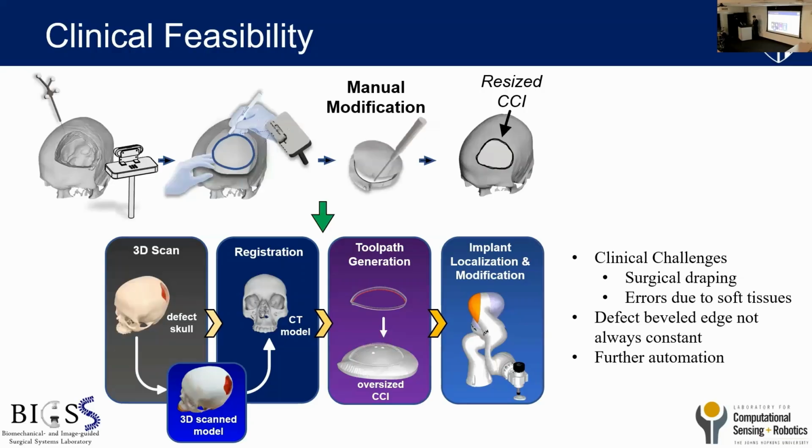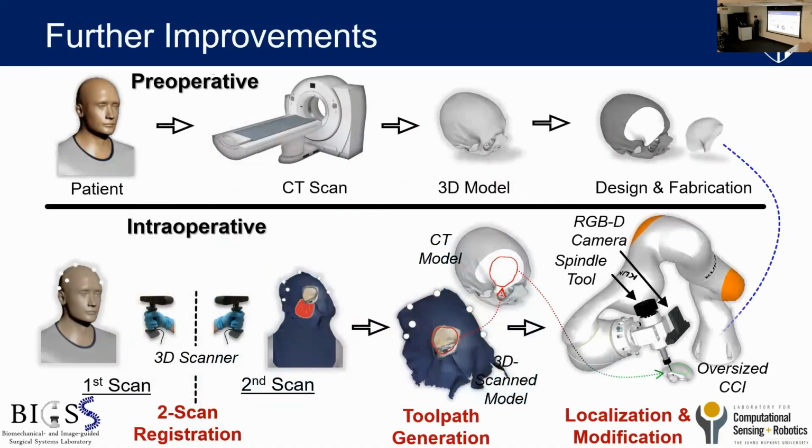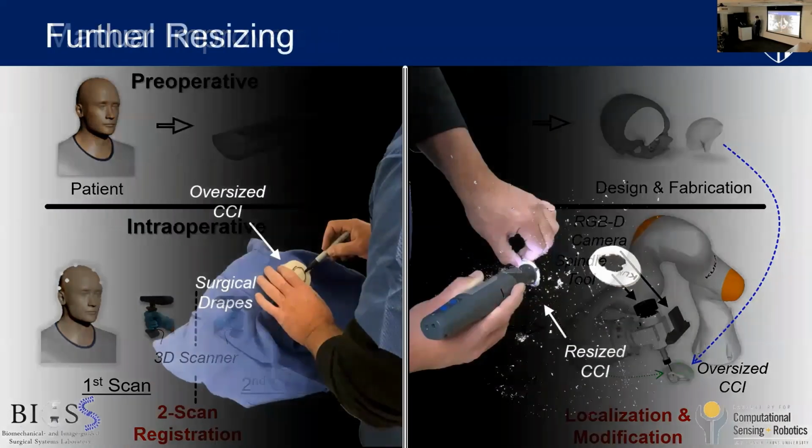Therefore, to further improve this workflow and automate this whole process, I came up with a 2-scan registration method using reattachable fiducial markers. I further improved the toolpath to consider the defect bevel edge. And I added an RGB camera on the robot to perform 3D robotic scanning to automatically localize the implant, which I will explain in more detail in the following slides.